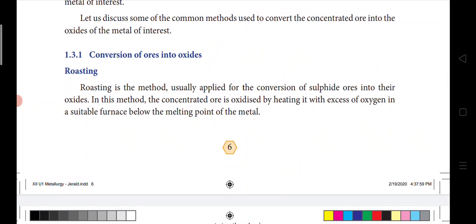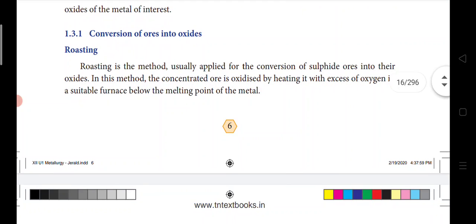Roasting generally means what we do in cooking: we supply a large amount of heat in open air, we deep fry or roast it. In the same way, in the presence of excess oxygen, we roast this concentrated ore. In this method, the concentrated ore is oxidized by heating it with excess of oxygen in a suitable furnace below the melting point of the metal. We have to do that below the melting point. If it reaches or goes above the melting point, the metal will melt.